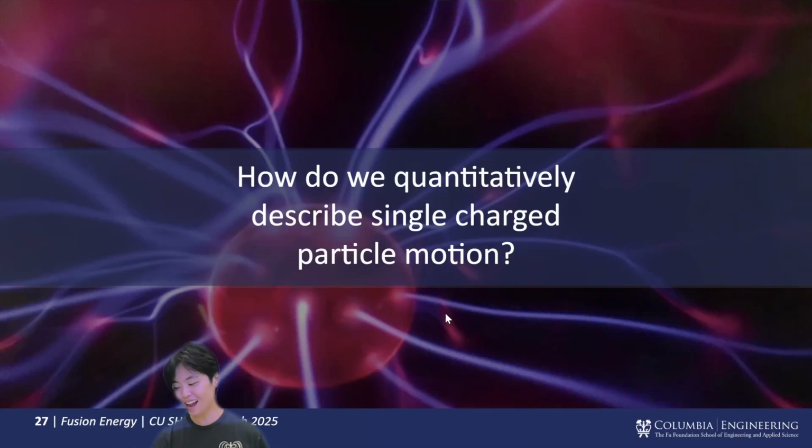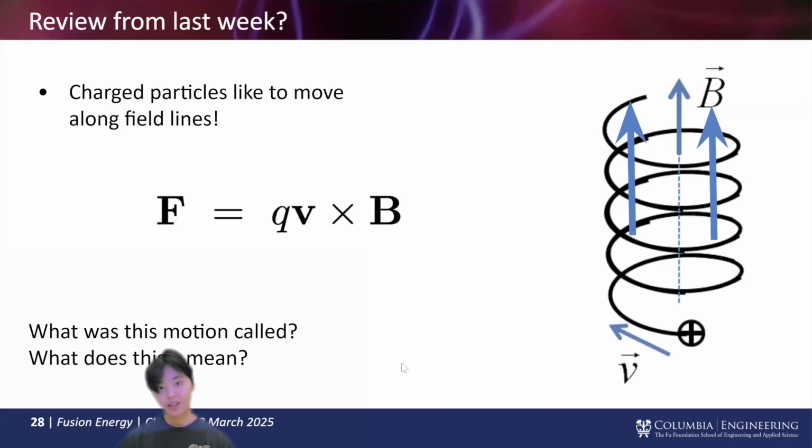Perfect. So now, after talking about the criteria of a plasma, we're going to start talking about single charged particle motion, because plasmas are made of lots of small charged particles. So, a review from last week: charged particles like to move along field lines, and we have this equation, F equals QV cross B.